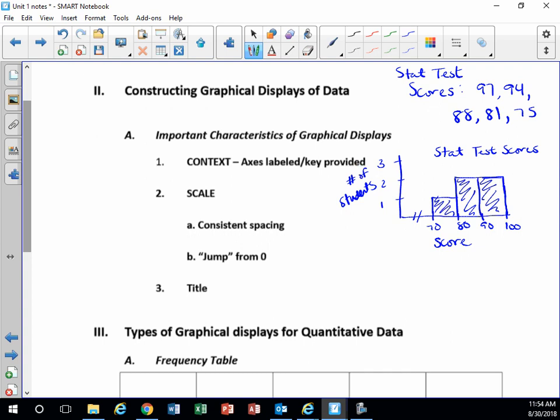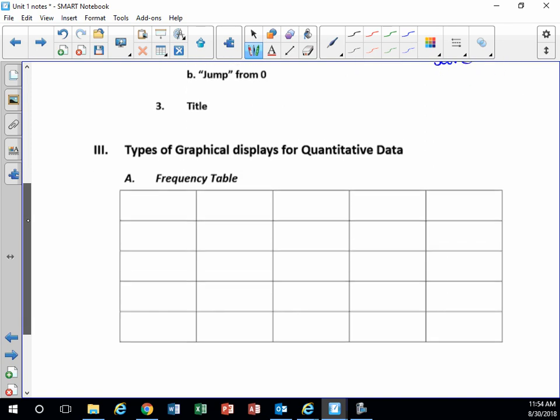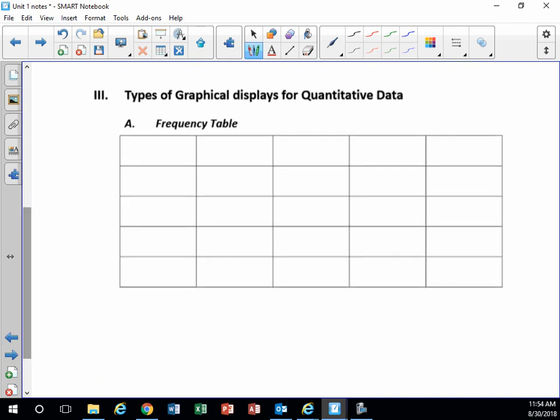We're going to go through different types of graphical displays. There is a difference between a histogram and a bar chart, like a bar graph. Those you've been doing for quite a while. The next one we're going to talk about for quantitative data is the frequency table. Again, we are only looking at quantitative data to start with here. So we're going to put some values in this chart.